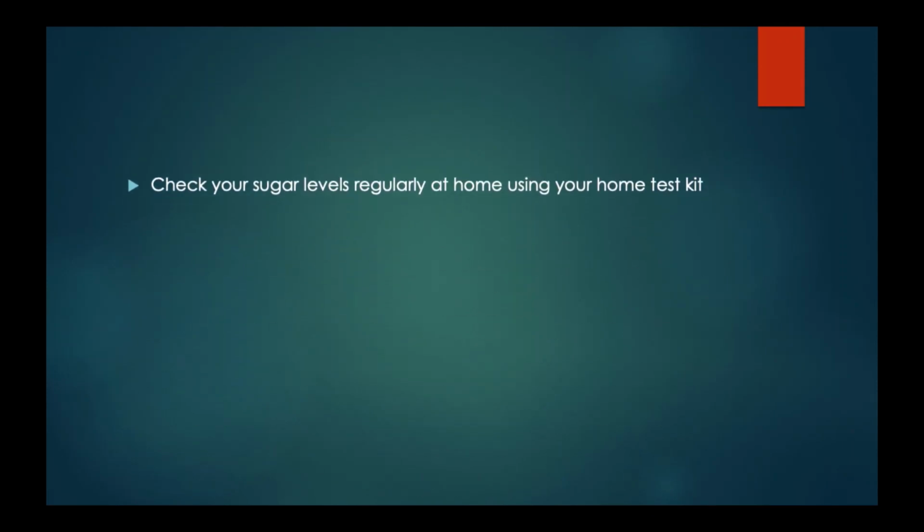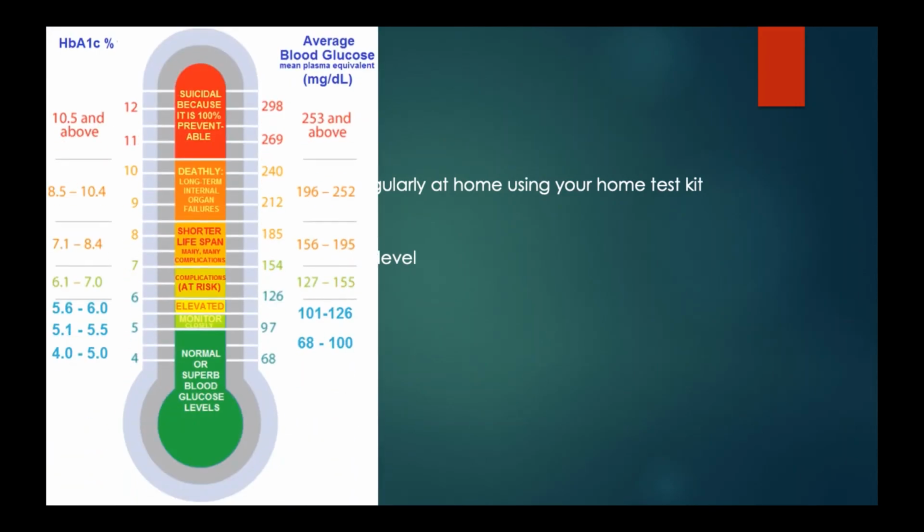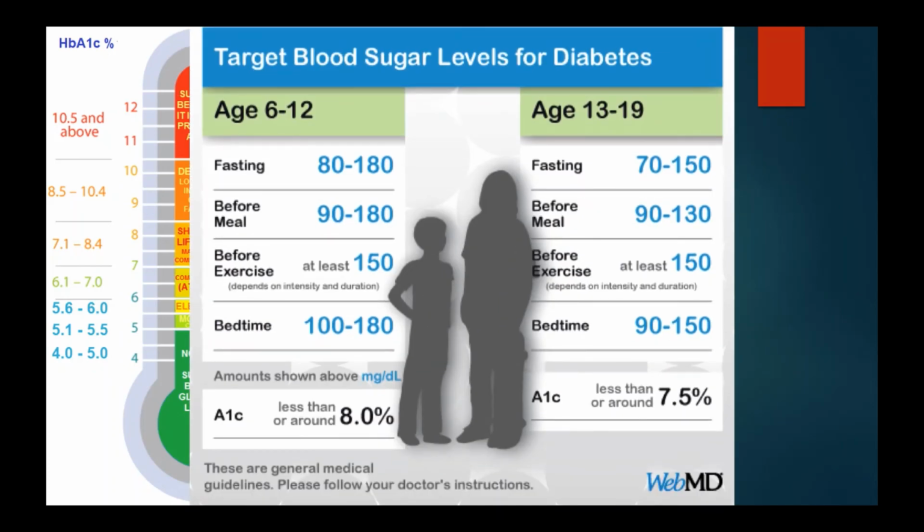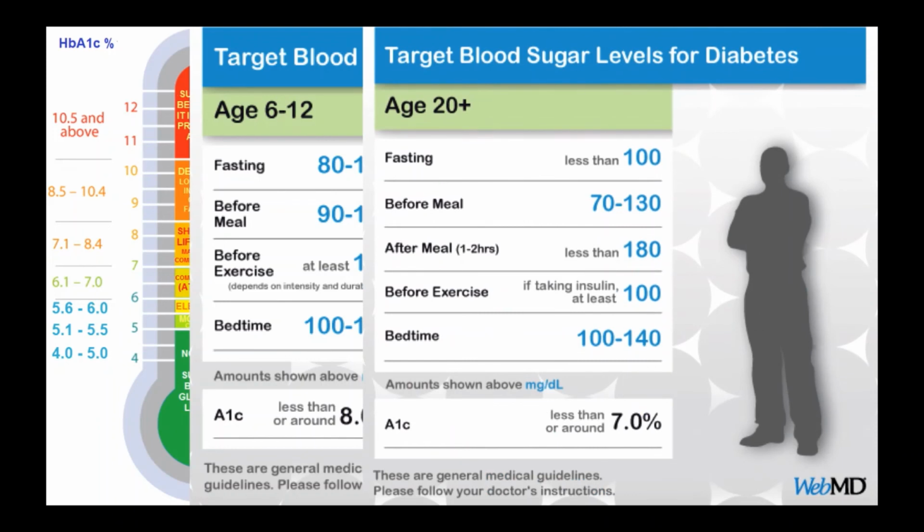Check your sugar levels regularly at home using your home testing kit, and acceptable ranges for sugar levels, as you can see here, that's the graph there. As long as they're under 5; under 6 is also classed as slightly elevated. And for somebody under the age of 19, there's a nice table guideline here for them. And for somebody who's over the age of 20, there is a guideline by WebMD I found, and I thought it's worth sharing.